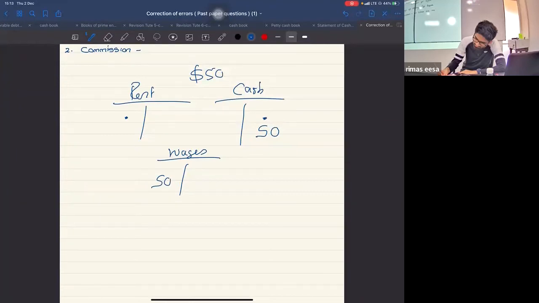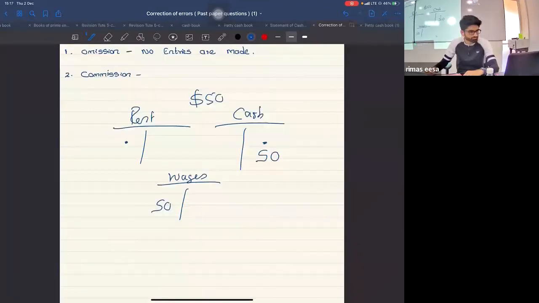Yes. What is the mistake? You should actually debit the rent account and credit the cash account. But what did you do? You debited the wages account and credited the cash account, right? So there is a mistake, but debit and credit are equal. Therefore, the trial balance will balance. Now, the problem is this.